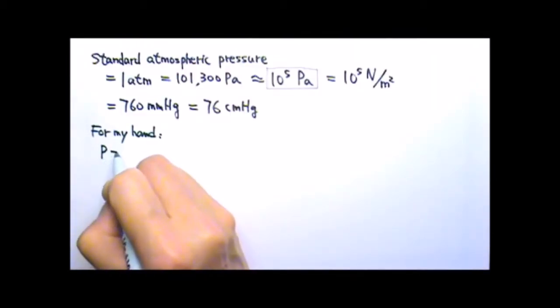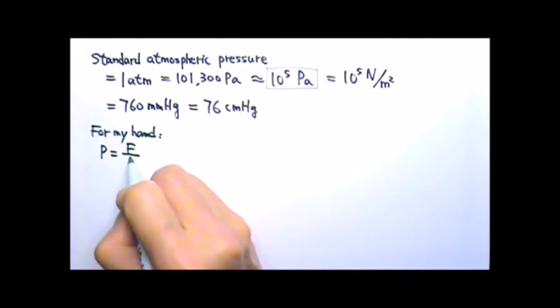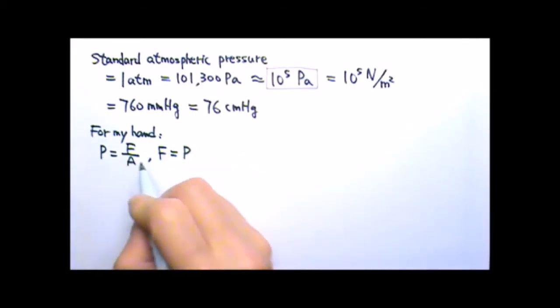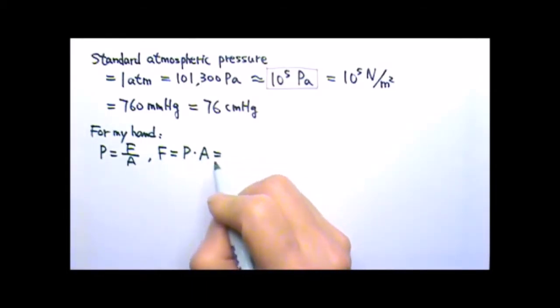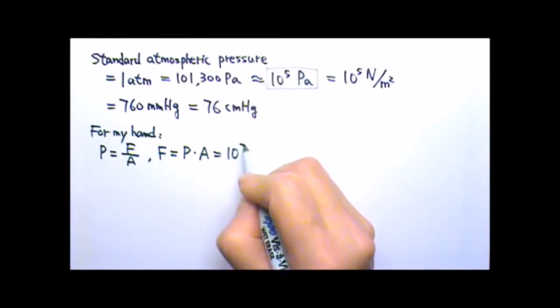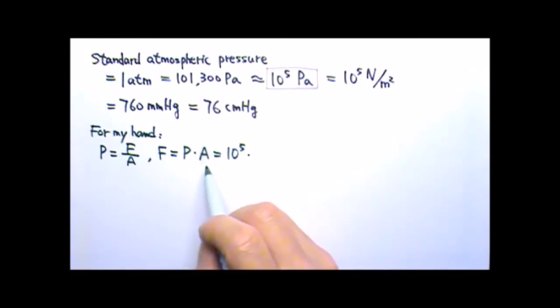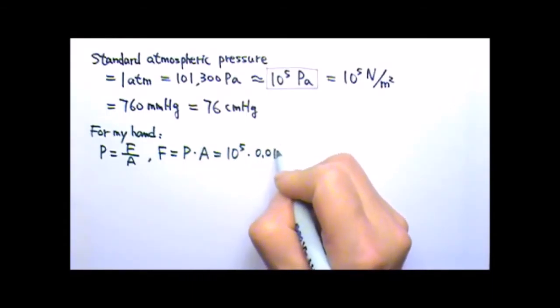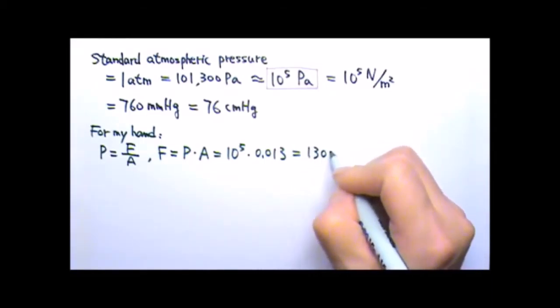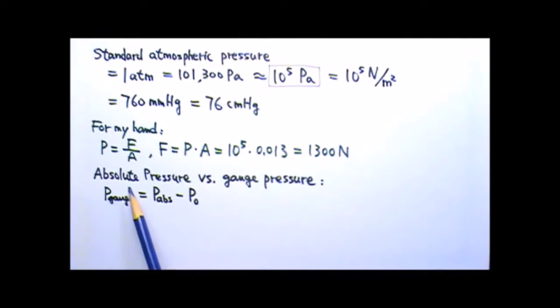The area of my hand is about 0.013 meters squared. Pressure, by definition, is force divided by area. So the force equals pressure times the area. The standard atmospheric pressure is 10 to the 5th pascals. The area of my hand is 0.013 meters squared. So this gives us 1,300 newtons.